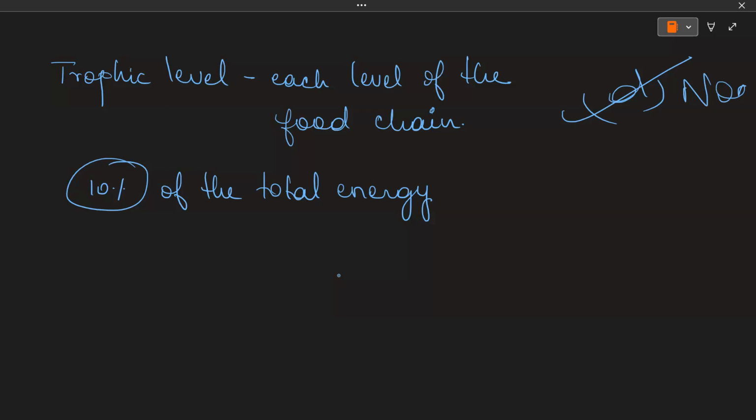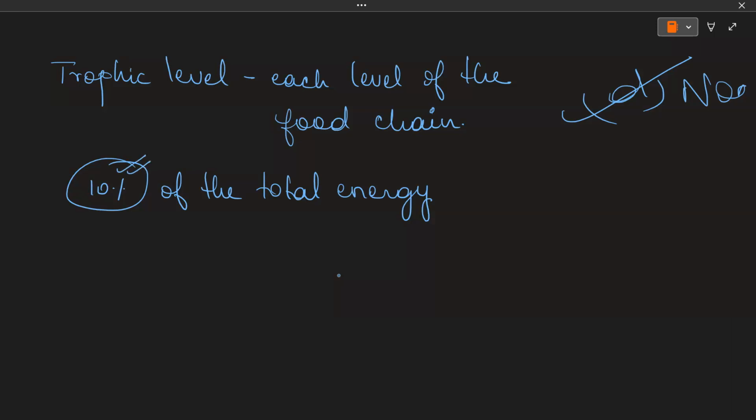Trophic level and the rest of the energy is lost. It is unavailable. And this is a law. This law is known as the 10% law of energy transfer. It states that at every trophic level, the amount of energy transferred would be 10%.